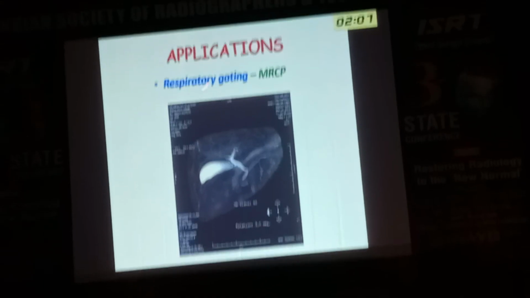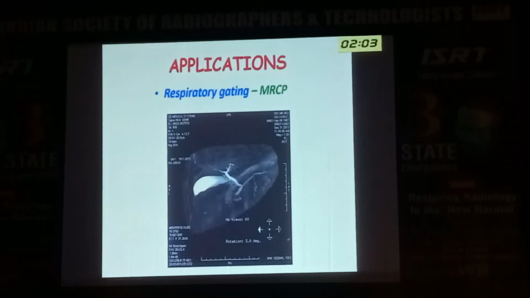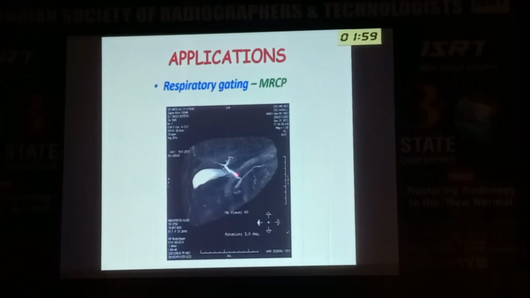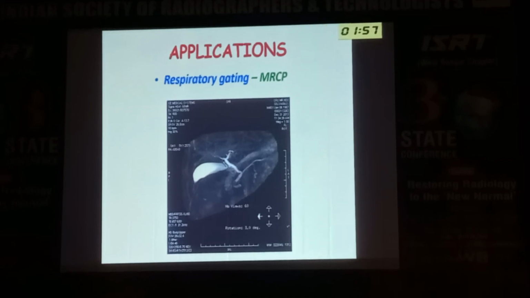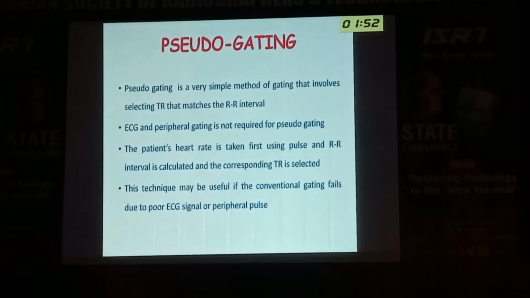When you apply the gating, respiratory, and see, beautifully you can see the margin of the gallbladder. If you don't use the gating, the image will be blurred. You cannot see the CBD and the vessels so beautifully. That is one of the greatest advantages of the gating mechanism.